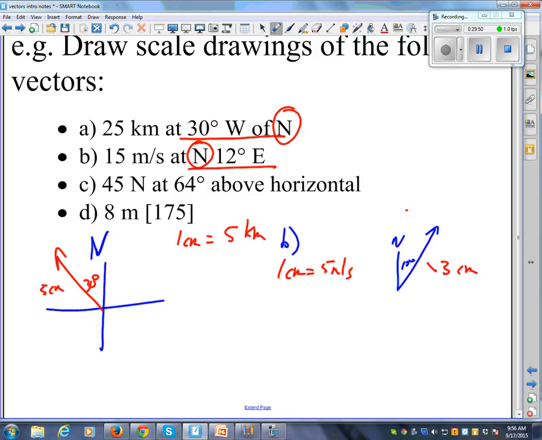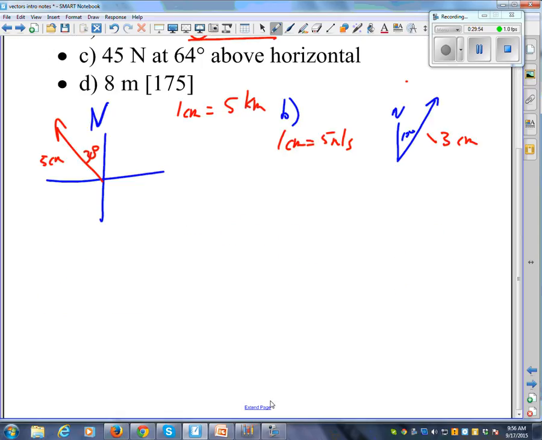45 newtons at 64 degrees above horizontal. This one's another curveball. Above horizontal just means flat. So you're going to go 64 degrees. Could you have gone this way? Absolutely. It just says above horizontal. It doesn't say to the right or to the left. Unfortunately, there are some rules that are not hard and fast.